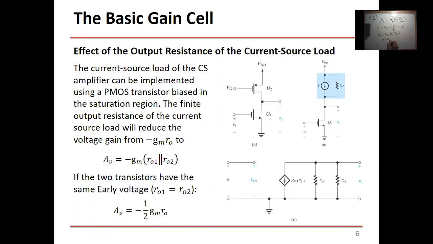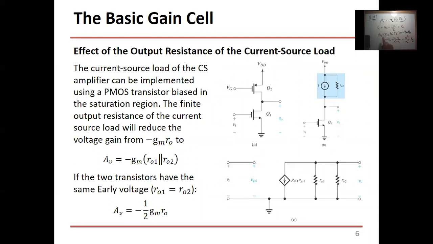Here, minus gm. What's the parallel combination? It's RO divided by RO plus RO, right? Multiplication over the addition. So this is RO squared over 2RO, so this is half RO. Sorry, this is RO over 2. So this is negative gm RO over 2, right? So the gain is minus gm times RO over 2.